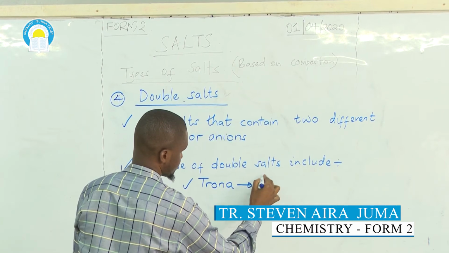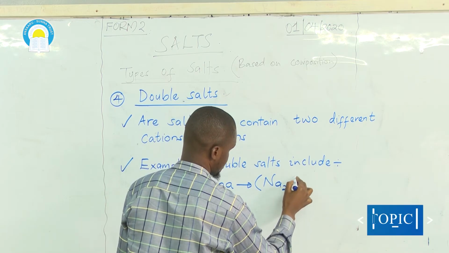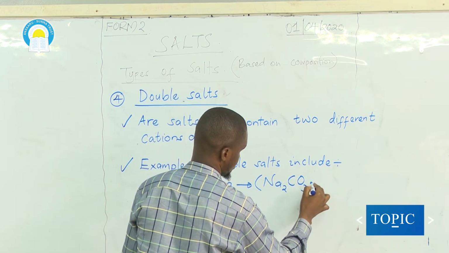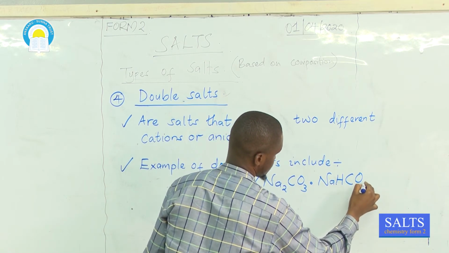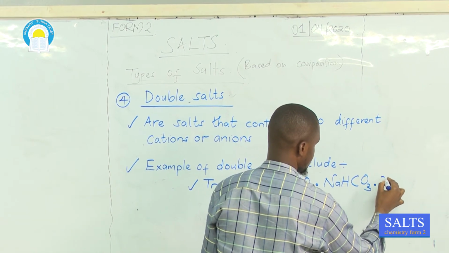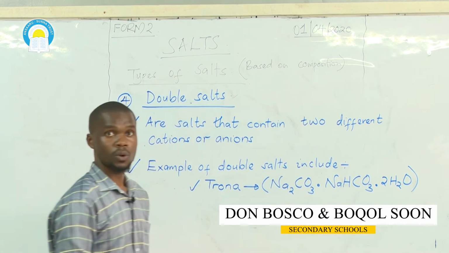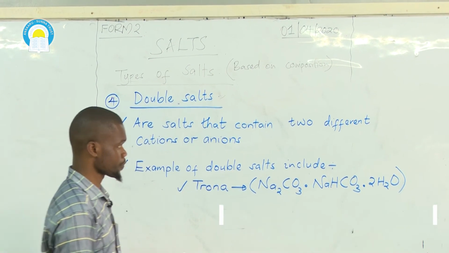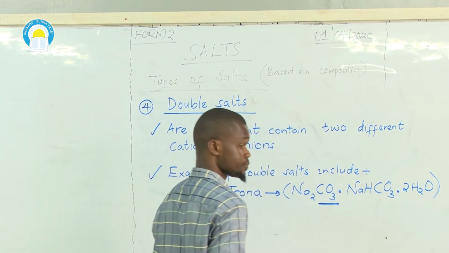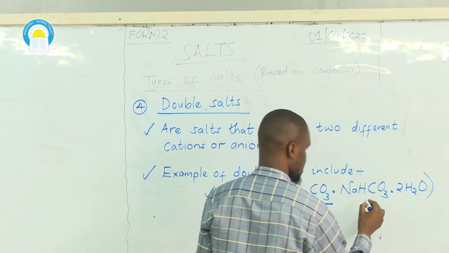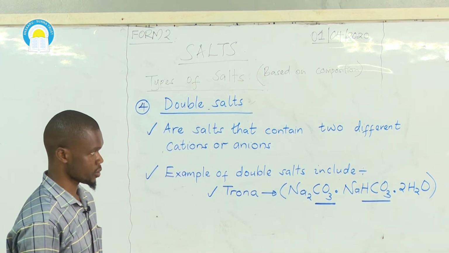Trona has the formula sodium carbonate dot sodium hydrogen carbonate dot 2H2O. Why is it a double salt? It is a double salt because of the fact that it has two anions. The first anion is the carbonate. The other anion we have is the hydrogen carbonate. That is what makes it a double salt.